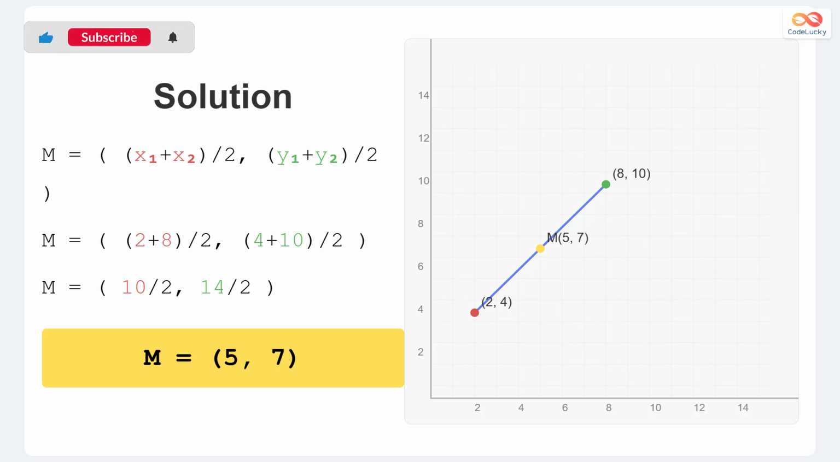First, we add the x-coordinates 2 and 8, which gives us 10. Then we divide by 2, which is 5. Next, we add the y-coordinates 4 and 10, which is 14. We divide that by 2, which gives us 7. So the midpoint is 5, 7.